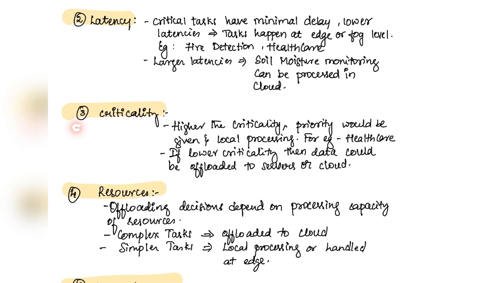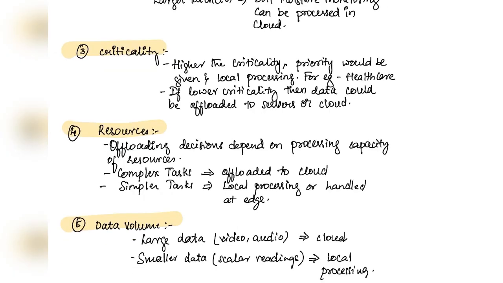Next we have criticality. The higher the criticality, the more priority is given, and local processing can happen there. For example, healthcare will have higher criticality. If the criticality is lower, then the data could be offloaded to the server or cloud.